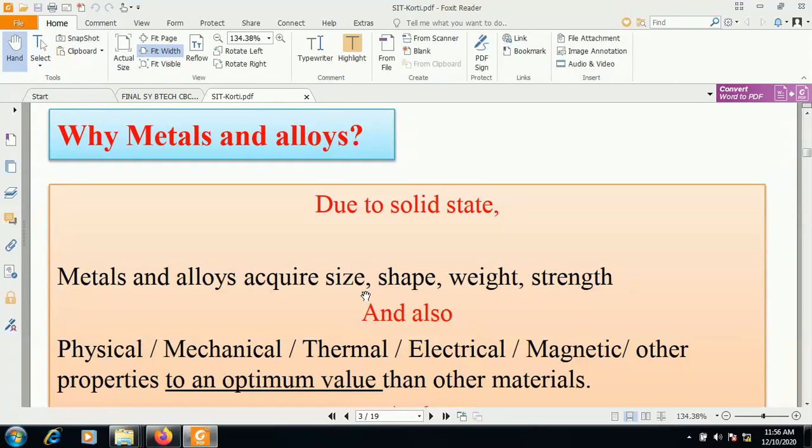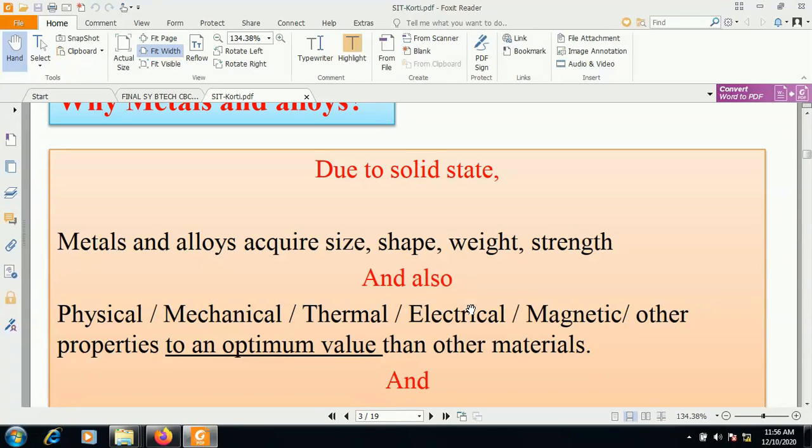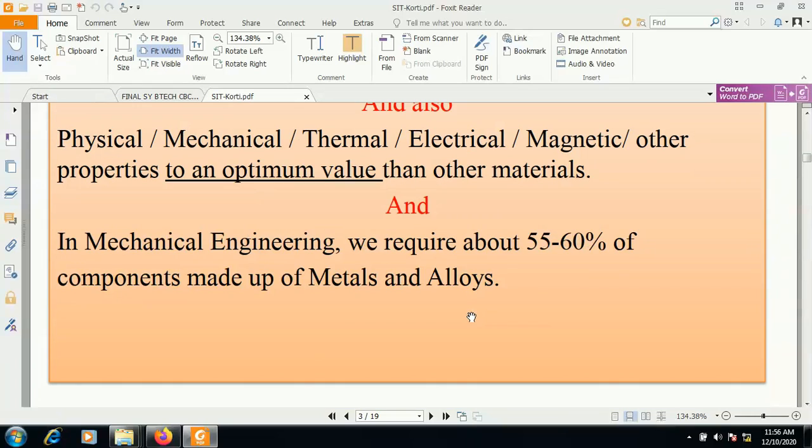Metals and alloys acquire size and shape, weight and strength due to their solid state. That's why metals and alloys have a 60 to 65% weightage in industry, along with their physical, mechanical, and thermal properties. In mechanical engineering, we require about 55 to 60% of components made up of metals and alloys. If we consider any machine tool from our workshop, that is lathe machine, milling machine, drilling machine, shaper, planer, slotting machine, broaching machine, boring machine, all these machine tools are made up of metal.